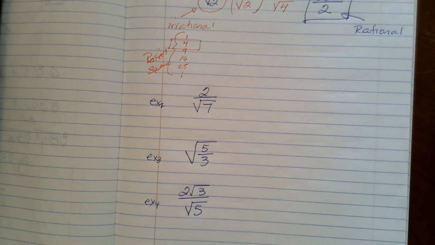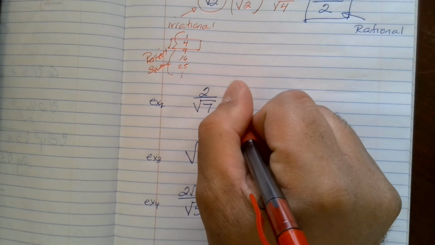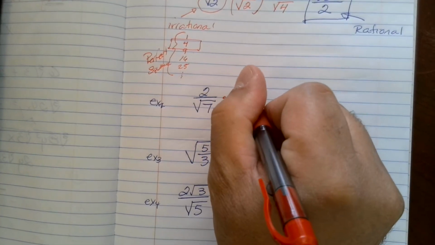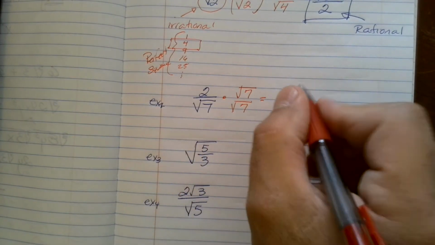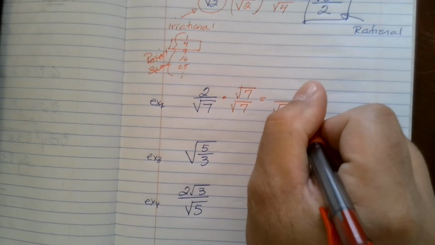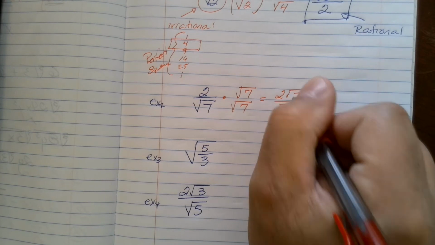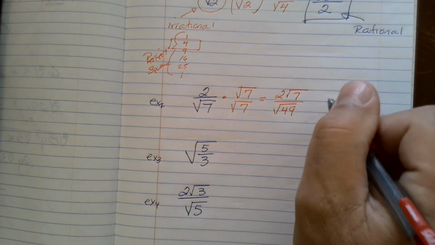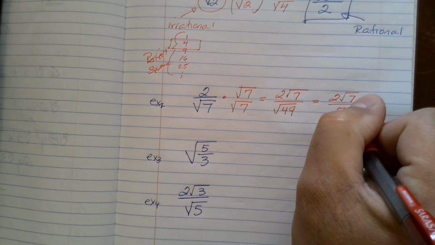I have 2 over the square root of 7. So what I want to do here is I want this to be a perfect square. So I want to multiply the numerator and the denominator by radical 7. Right? Because then I would have 7 times 7. This will give me the square root of 49, which is a perfect square. And up top, I'll have 2 radical 7. And this could be simplified, so I'm going to have 2 rad 7 over 7.